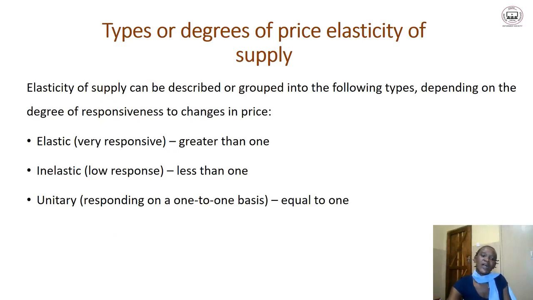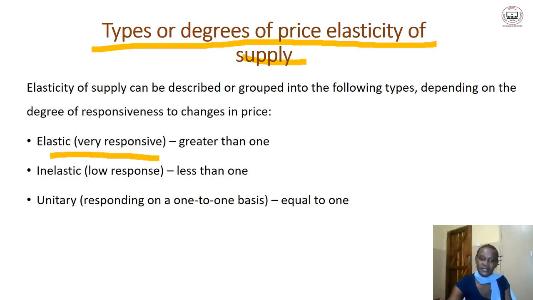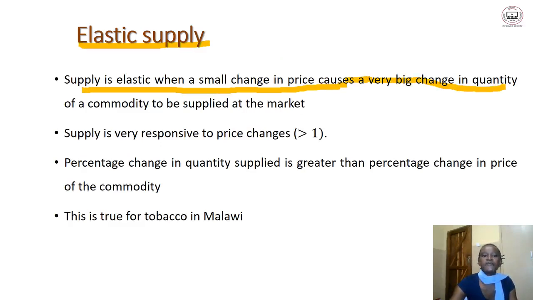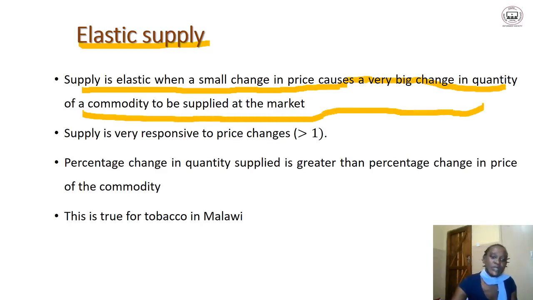Still more, we can also have 3 types or degrees of price elasticity of supply, and these are elastic supply, inelastic supply, as well as unitary supply. Elastic supply: we say supply is elastic when a small change in price causes a very big change in quantity of the commodities to be supplied at the market. So, in short, supply is very responsive to price change.